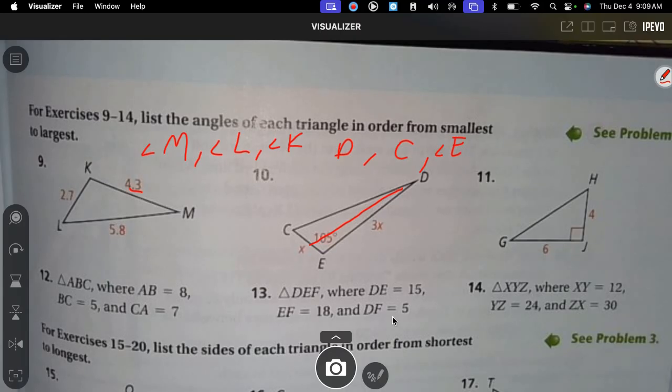Okay, if this one is 90, can any other angle be bigger than that in a triangle? No, because they're going to add up to 180. So these two angles would split up from 90. So J is my biggest.